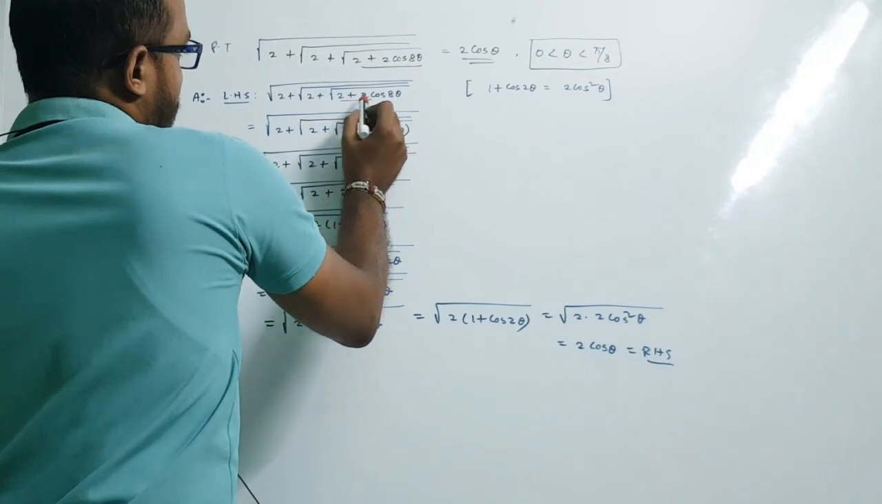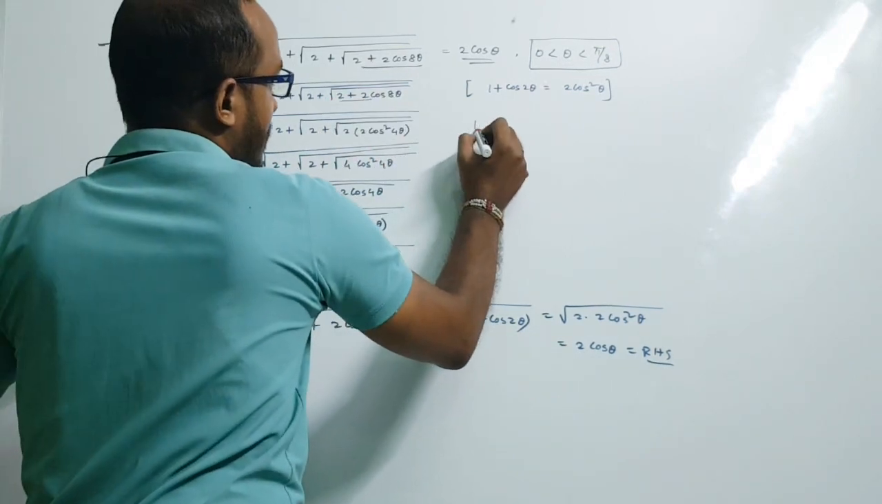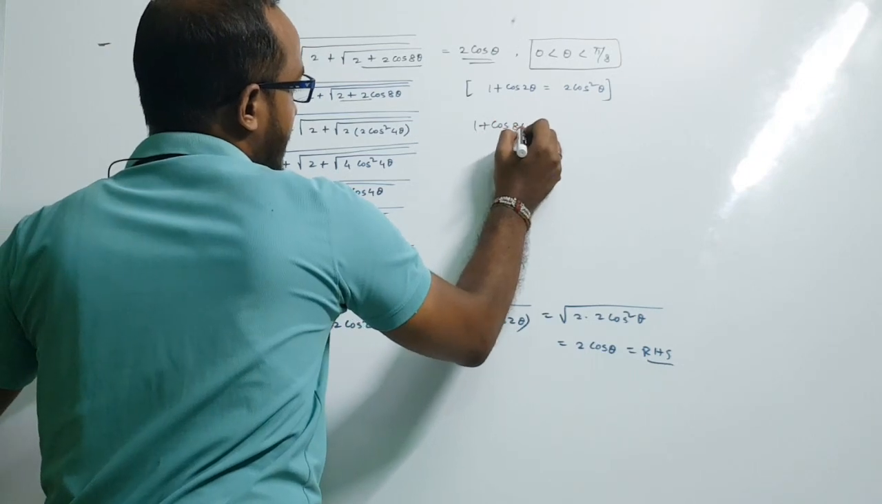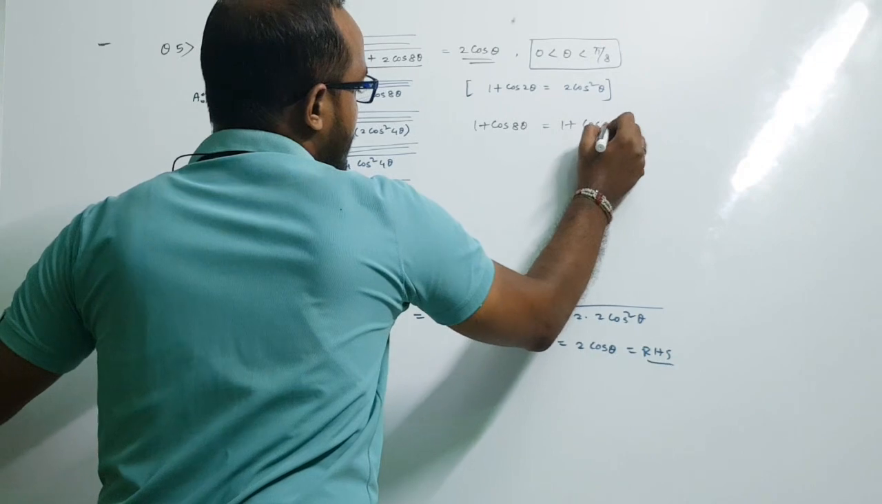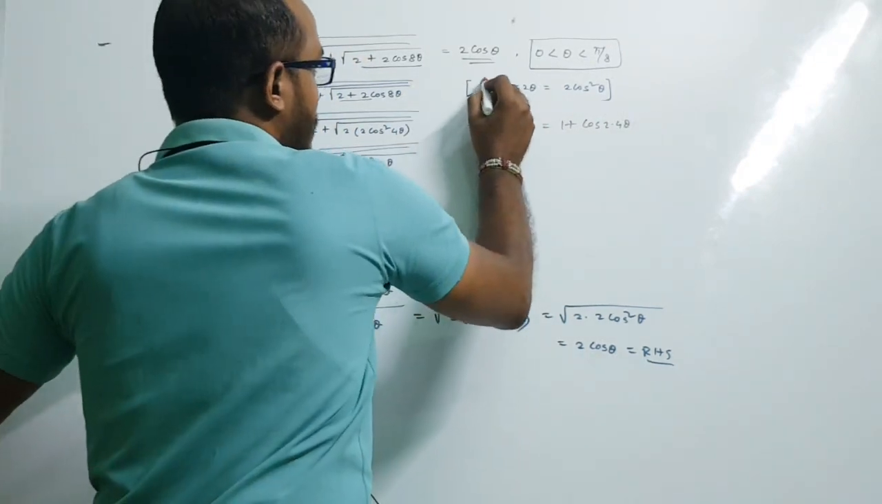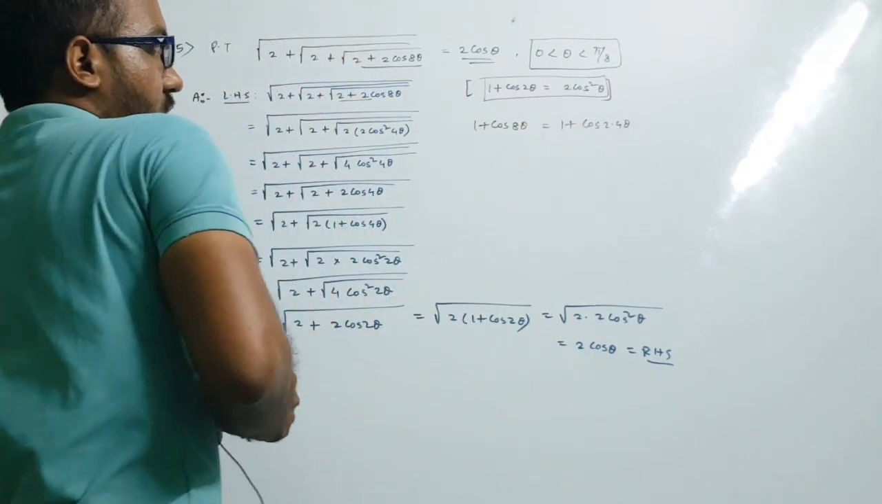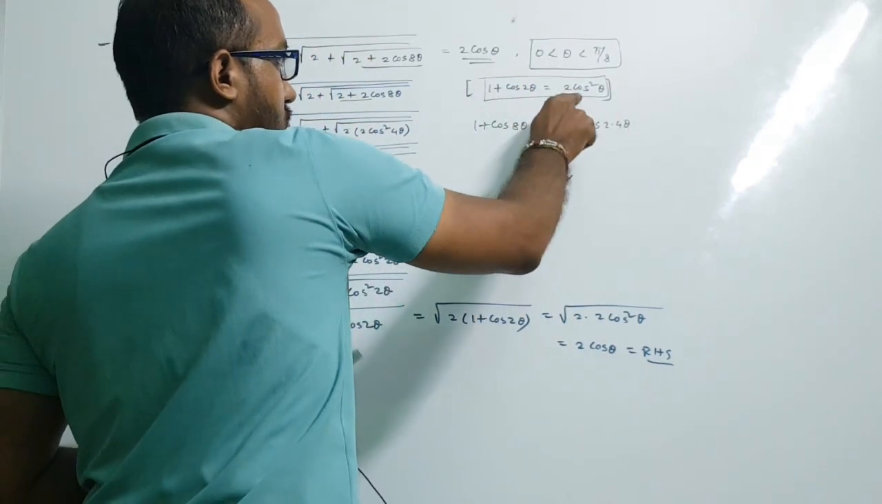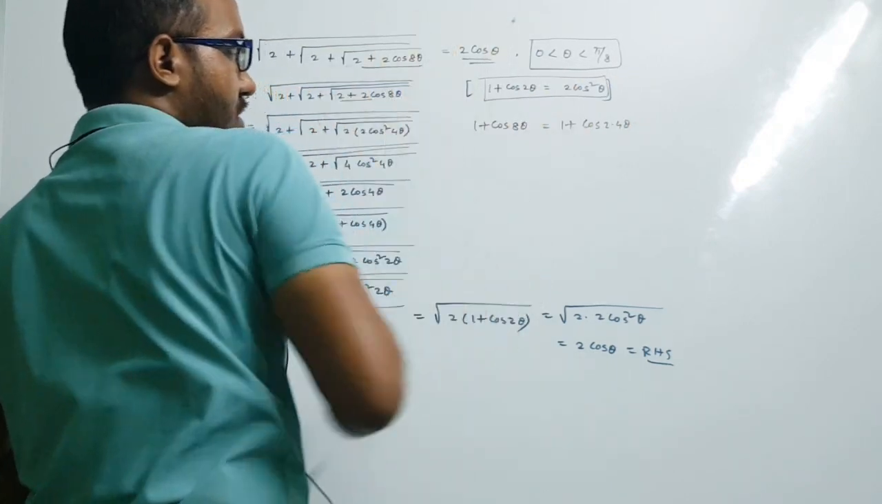Now see, take common 2 from this side, so you will get 1 plus cos 8 theta. Can we write this thing as 1 plus cos 2 into 4 theta? So this would be 8 theta. Now we know cos 2 theta equals 2 cos square theta minus 1. That means 1 plus cos 2 theta would be 2 cos square theta.